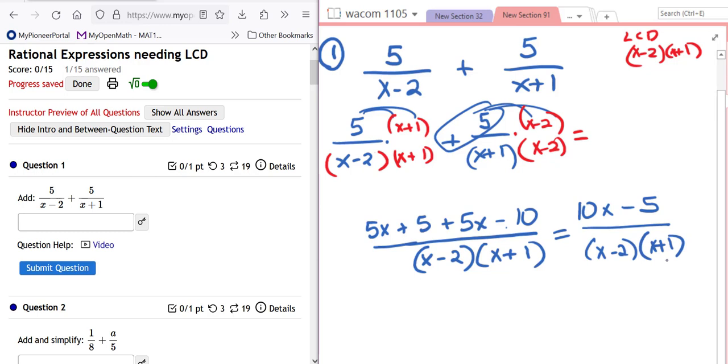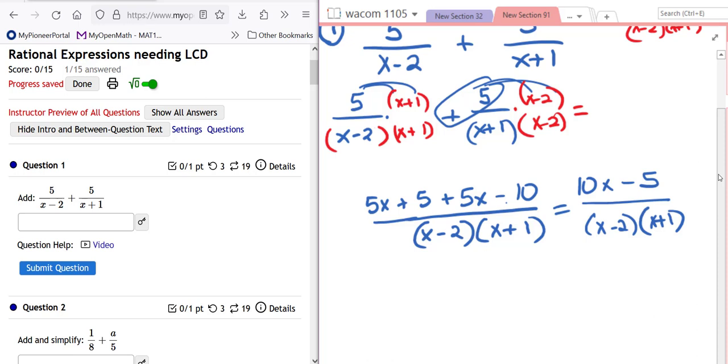And you have to see if this will reduce. On the numerator, you can factor out a 5, a GCF. So 5, and that would leave 2x minus 1 when we factor out of 10x minus 5. Right? So it's not going to reduce.